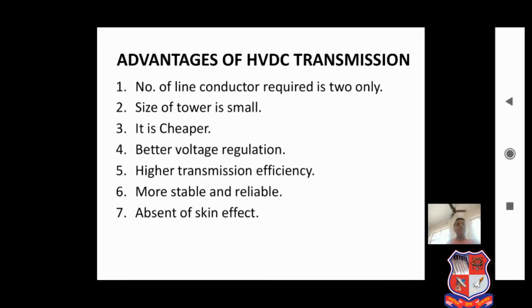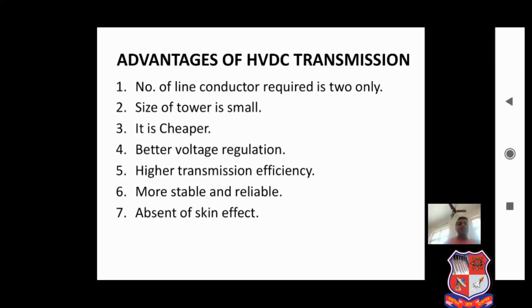Here we discuss the advantages of HVDC transmission. First, the number of line conductors required is 2 in an HVDC system, while in HVAC it requires 3 conductors, so the cost of the conductor is reduced. Second, the size of the tower is small. Obviously in HVDC systems, 2 conductors are used and the voltage level is kept minimum compared to HVAC, so the phase to phase and phase to ground clearance is minimum. So the size of the tower is small, and it is cheaper compared to high voltage AC systems.